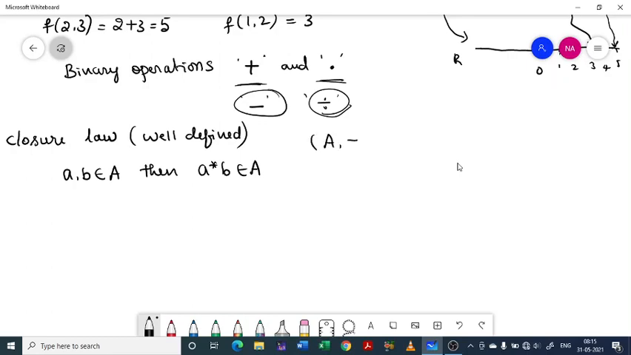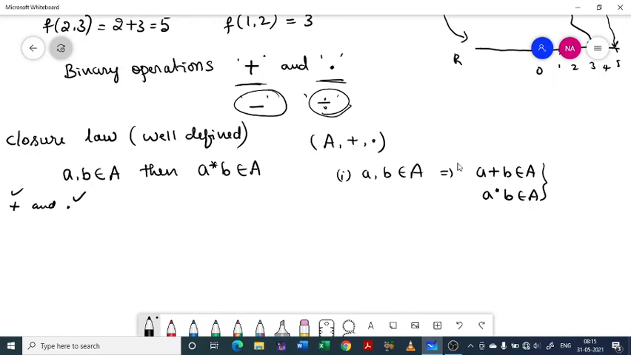If the set A has two operations, to say that closure law holds on A, we must have: a, b belong to A implies a plus b belongs to A and a dot b belongs to A. If these two hold, then we say that the closure law holds on A. If you take plus and dot, as I mentioned here, these two satisfy closure law, but minus and division fail to satisfy closure law.